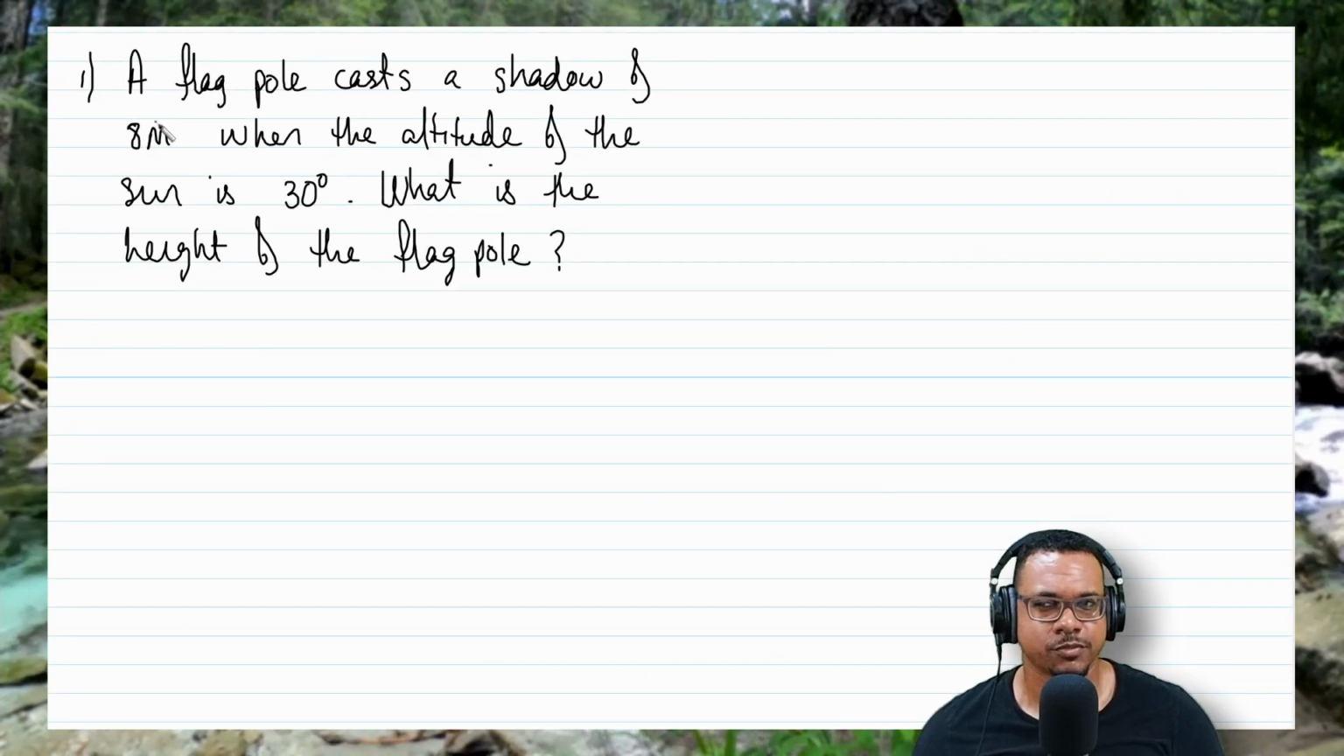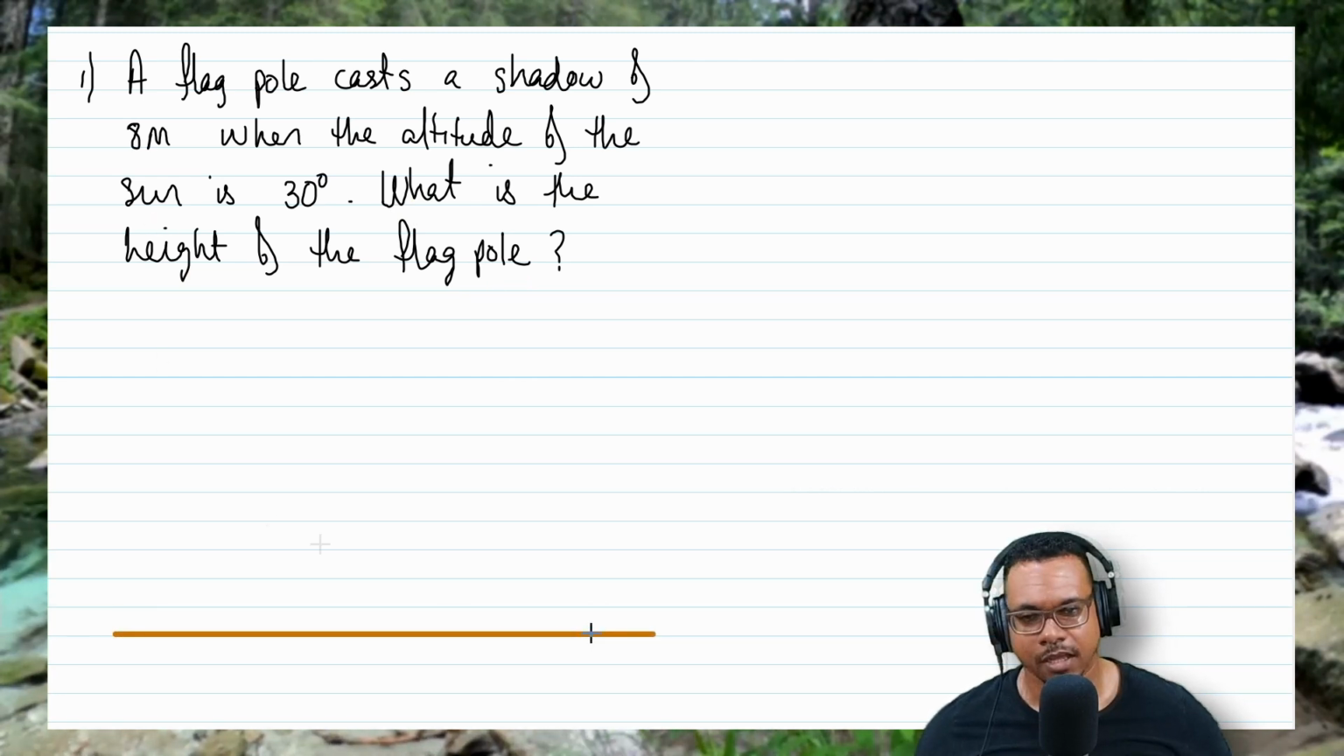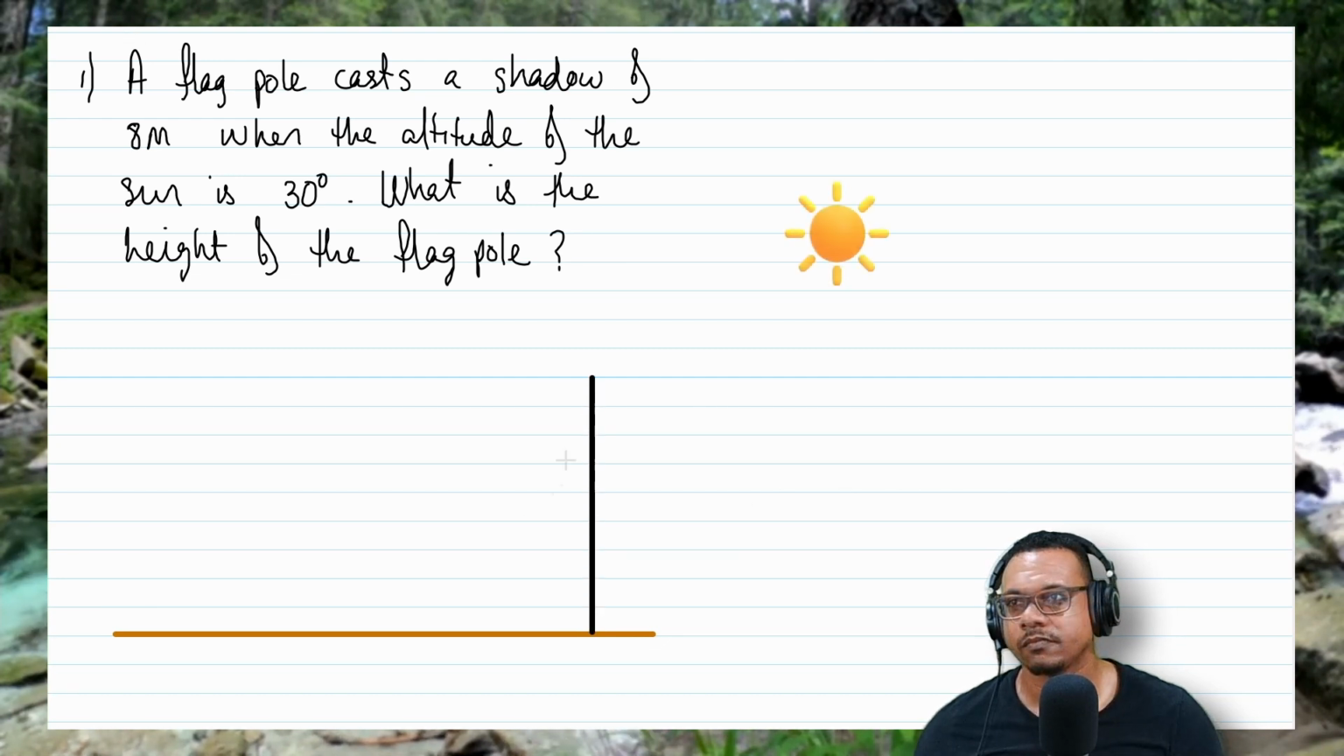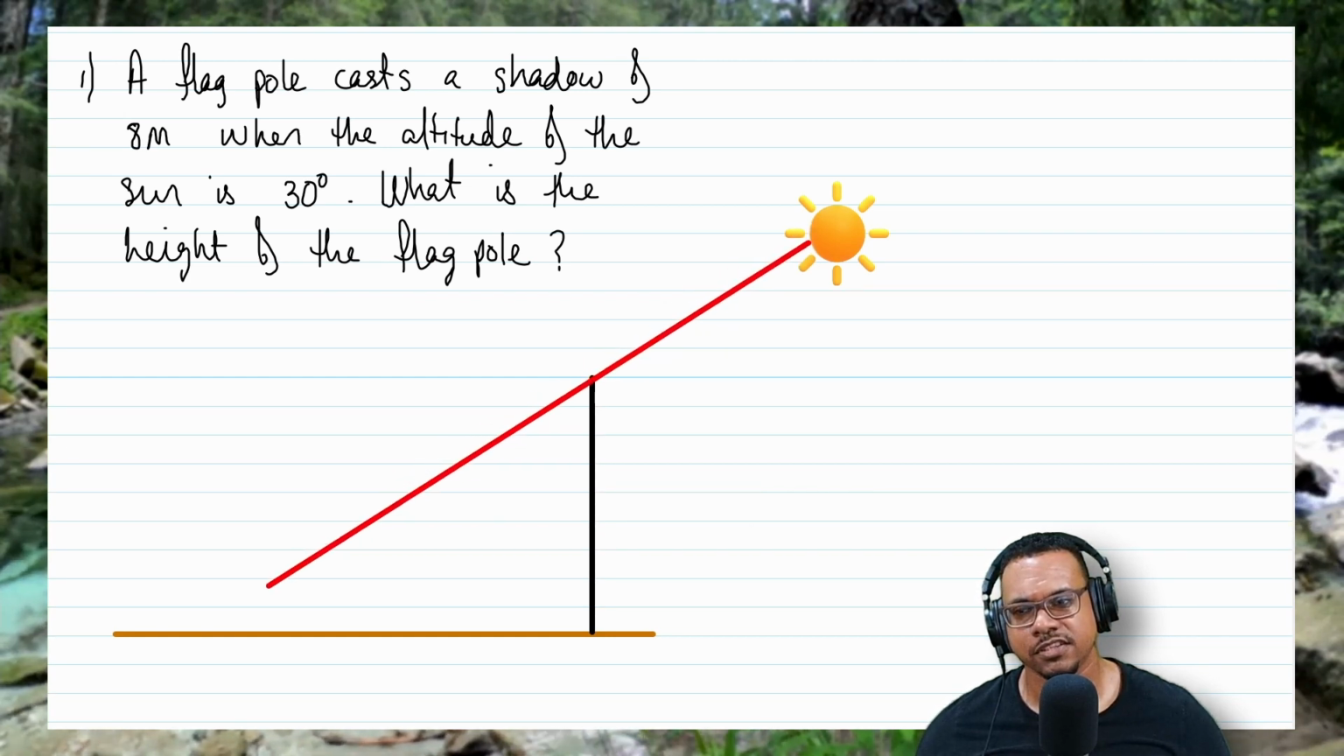So here we have our first question, where a flagpole casts a shadow of 8 meters when the altitude of the sun is 30 degrees. What is the height of the flagpole? So first, I'll draw the horizontal ground. I would let a vertical line represent the flagpole. I'll have the sun up in the sky here, and I'll have a ray of light coming from the sun that's crossing the top of the flagpole.